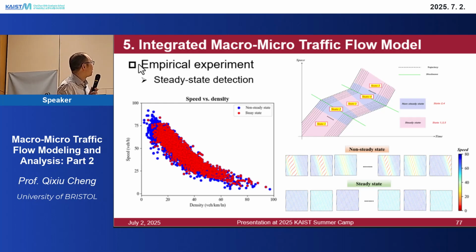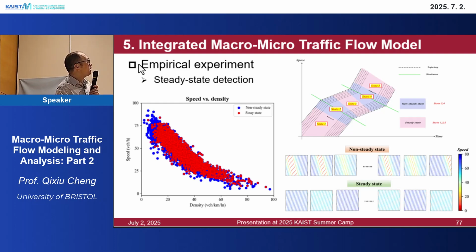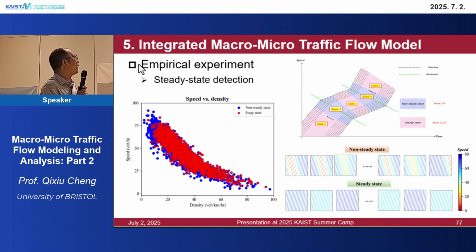If we look at this illustration figure, we have 5 different states. We can see in this state the speeds are the same. They maintain a relatively stable speed, so it's in a steady state. But in state 2, the speed changed. This is a shock wave, and you can see the speed changed. So state 2 is a non-steady state. State 3 is steady state, state 4 non-steady state, and state 5 is steady state.